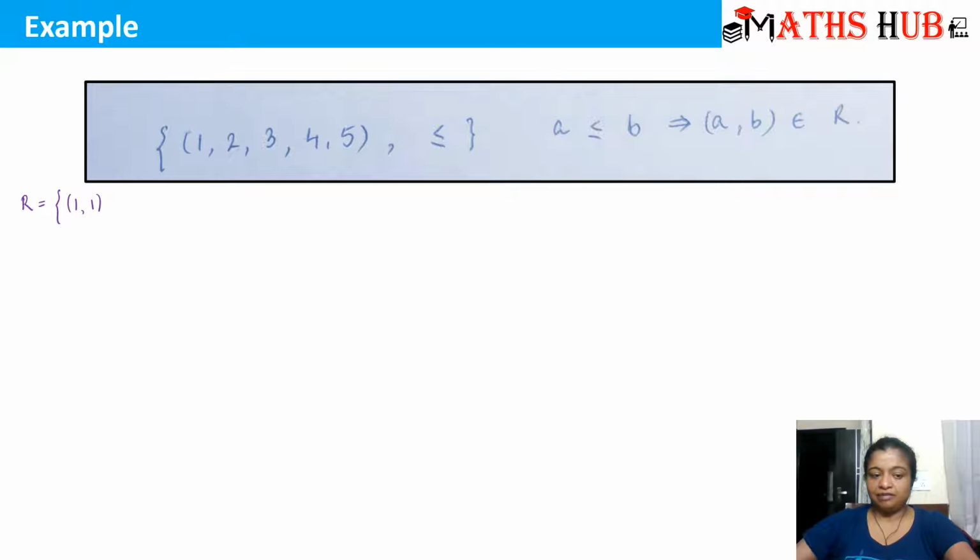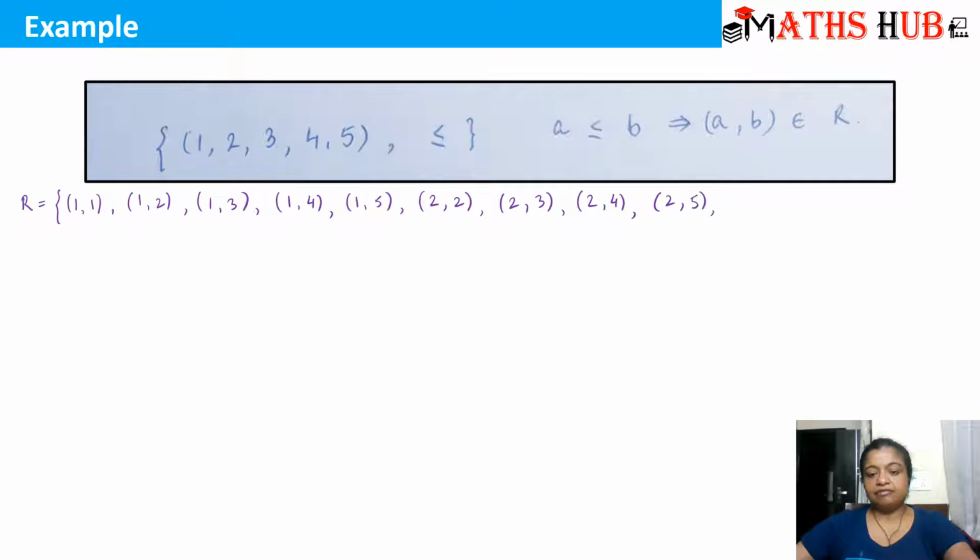So we will have 1 comma 1 because there is an equality symbol. Then we will have 1 comma 2, 1 comma 3, 1 comma 4, 1 comma 5. Then with 2 I will have 2 comma 2, 2 comma 3, 2 comma 4, 2 comma 5. Then with 3 I will have 3 comma 3, 3 comma 4, 3 comma 5. Then with 4 I'll have 4 comma 4, 4 comma 5, and with 5 we can have 5 comma 5.